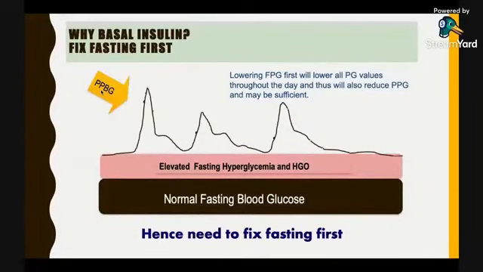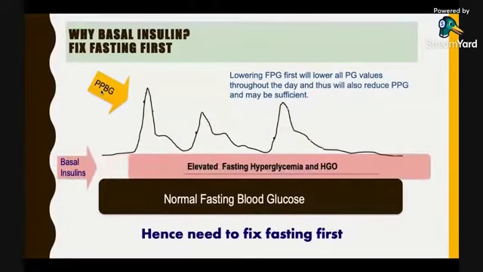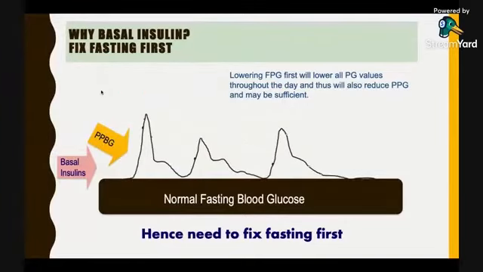Now, why basal insulin, fix the fasting first? Because lowering the fasting first will lower the postprandial values throughout the day, and thus will also reduce the PPG and may be sufficient. So elevated fasting hyperglycemia and the hepatic glucose output, if you reduce it by the basal insulin, the base comes down, so the postprandial surges are also going on comparatively in a lower range. But you can also use oral medication, so basal and oral therapies together can be used to bring down the postprandial blood glucose. So targeting the basal insulin for the fasting and maybe oral medications for the PP can be a very good strategy.